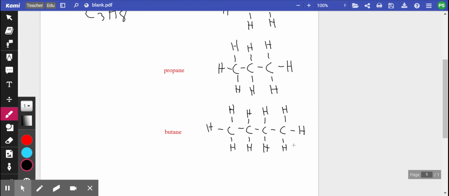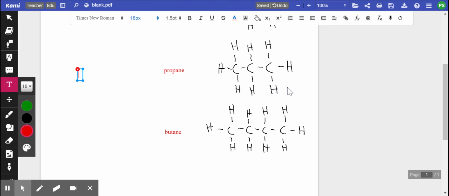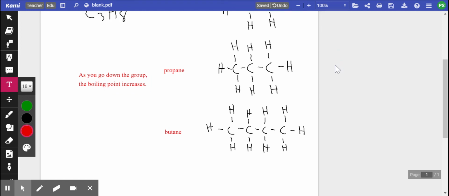And let's have a look. So the trend that we talked about is, as you go down the group, the boiling point increases. This trend can be seen in other homologous series, not only in the alkanes. You can see this in the alcohols, carboxylic acids, but we will talk about those groups more in detail.